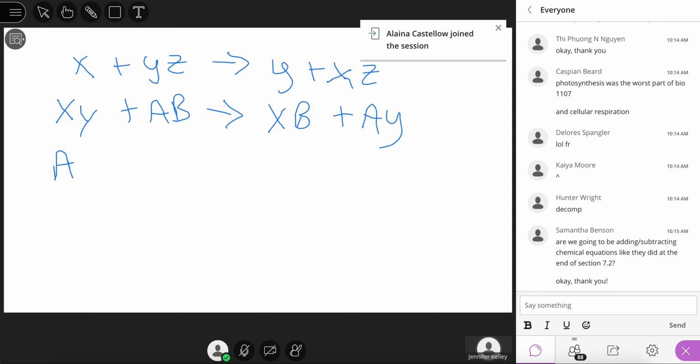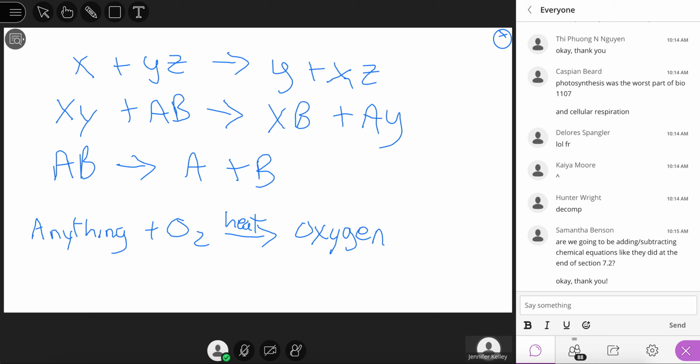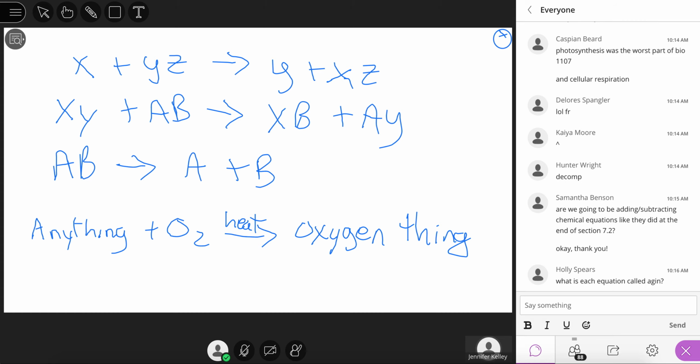Decomposition would be something like this. And then combustion is anything plus oxygen in the presence of heat will make something with oxygen. I should put oxygen compound, but I'm going to be lazy and put oxygen thing. But just so you know, oxygen thing, that's not a science term, obviously. So, all right, I'm going to put them in a different color so you can kind of see.